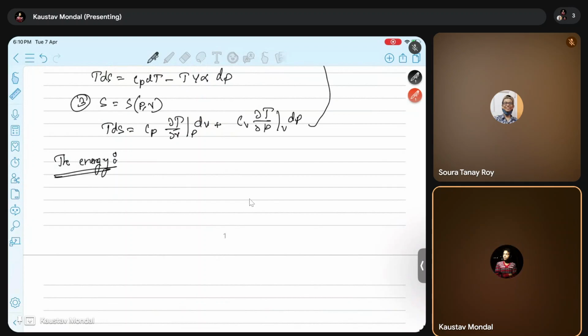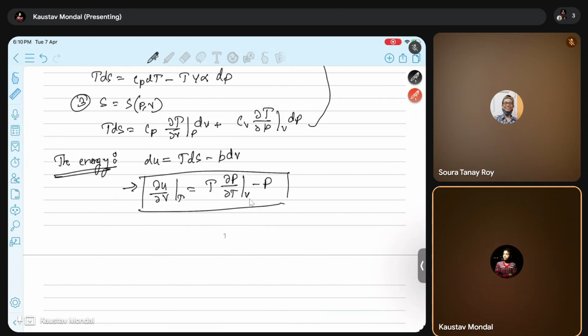This energy equation starts from the second law of thermodynamics, dU equal to TdS minus PdV. By rearranging some terms and doing some algebra, you will get the energy equation like this: del U del V at constant T would be equal to T into del P del T at constant V minus P. This is the energy equation.